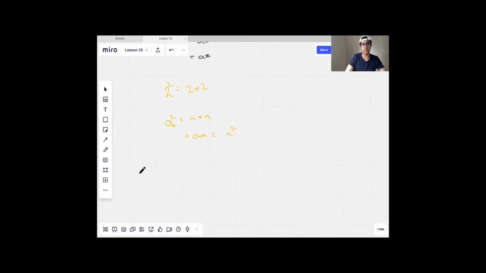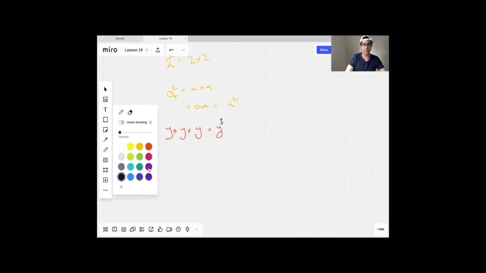And likewise, say if we had y times y times y, well, we could just write that as y cubed. So for example, let me just give you another one anyways. Say we had x times x times x times x. How would you write this?